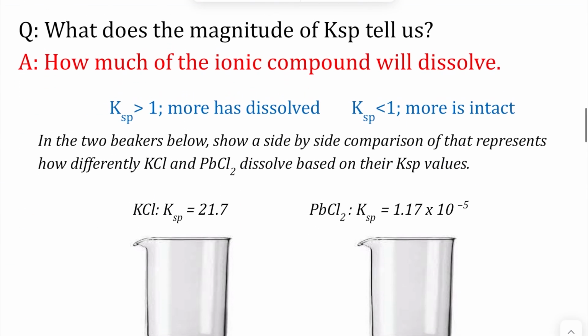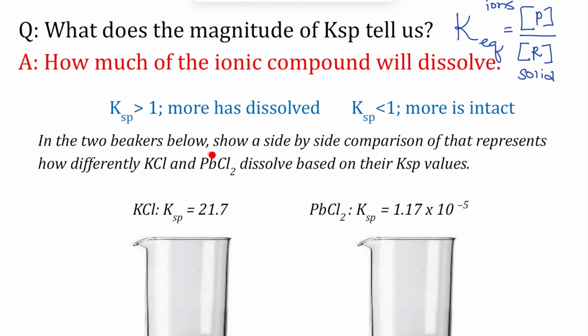So let's look at modeling these KSP values based on that constant. And then we will go into some calculations. So again, what does that KSP tell us? It's telling us how much of that ionic compound is going to dissolve. And so with our KSP greater than 1, more of it has dissolved. KSP less than 1, more of it is intact. And it comes back to writing those KEQ, any of our K values, as concentration of products over concentration of reactants. For our solubility, our reactant is always the solid. The product is always our ions. And so you can kind of think of it that way.